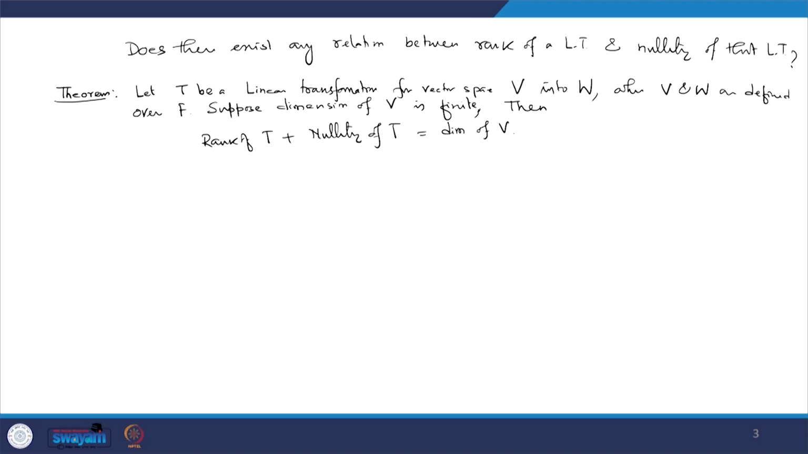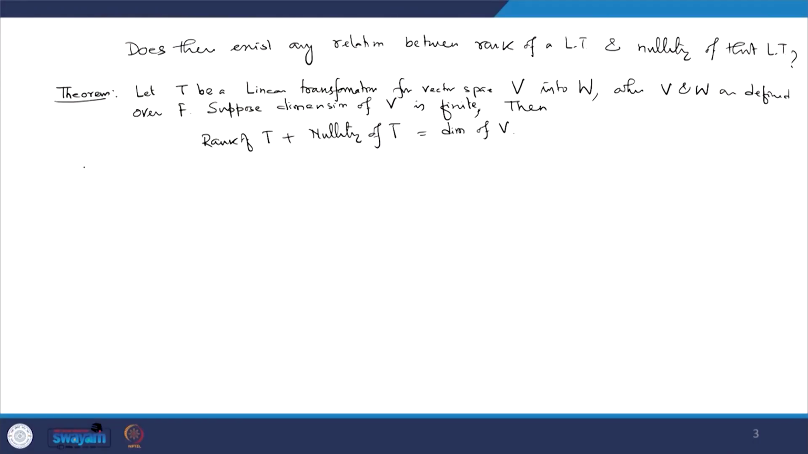Here I am not talking about the dimension of W; it may be finite, it may be infinite, but we are emphasizing the dimension of V. So let me give a proof. This is basically the condition for which there is a relation between the rank and nullity of a linear transformation.